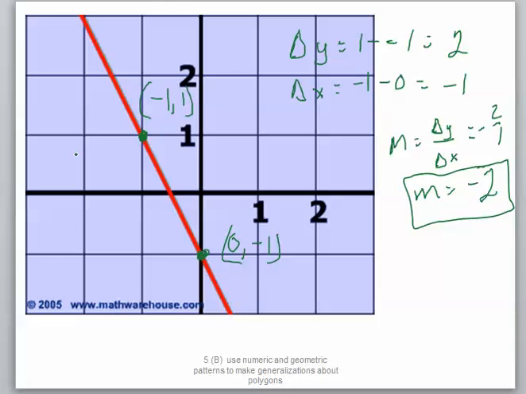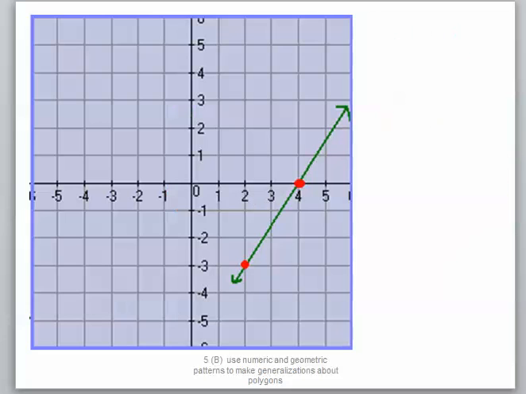Cool? Let's look at one more here. If I'm looking at that point right there, it's got a point right here of 2, negative 3. And it's got a point up here of 4, 0.